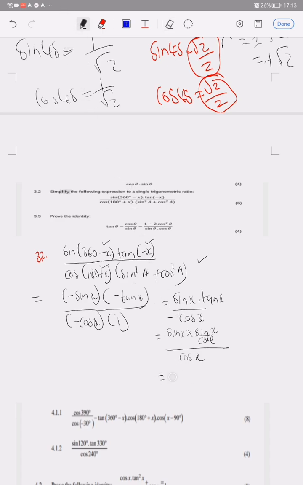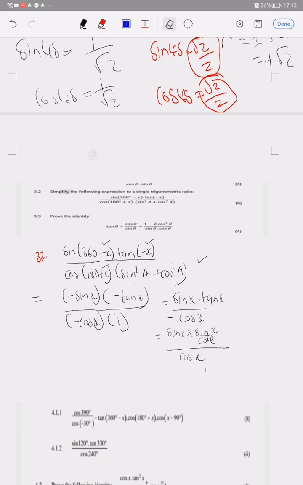So I'll have sine x cos x over cos x divided by cos x. So sine x cos x over cos x times 1 over cos x, right? Wait, I think I'm doing something wrong. There is a mistake here. I'm seeing it right now.